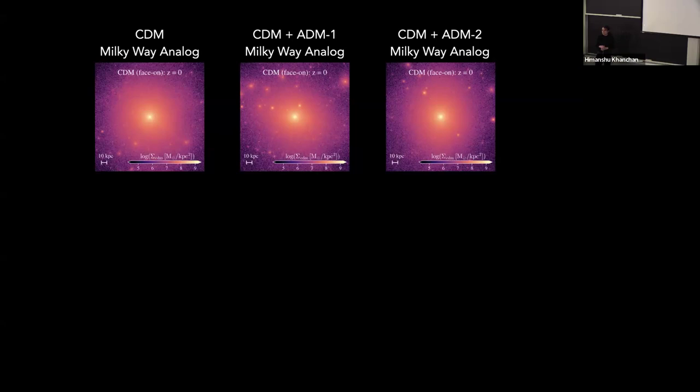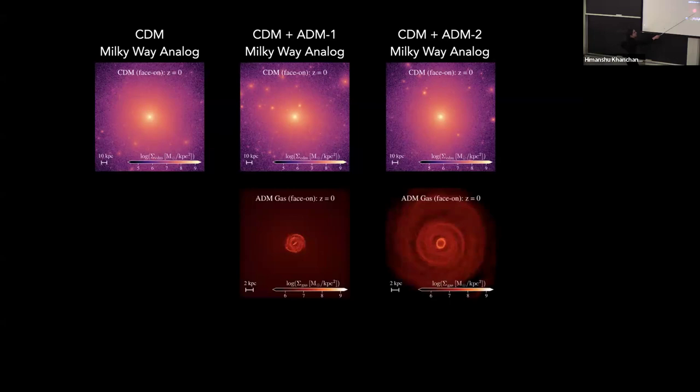The atomic dark matter here and here, the gas collapses in each of these, and it forms a disk. So very similar to the way gas in the Milky Way collapses and forms a stellar disk, we see here now we're forming a dark matter disk in the center of the galaxy that's rotating. And this model here cools more efficiently, so you tend to form a larger disk.